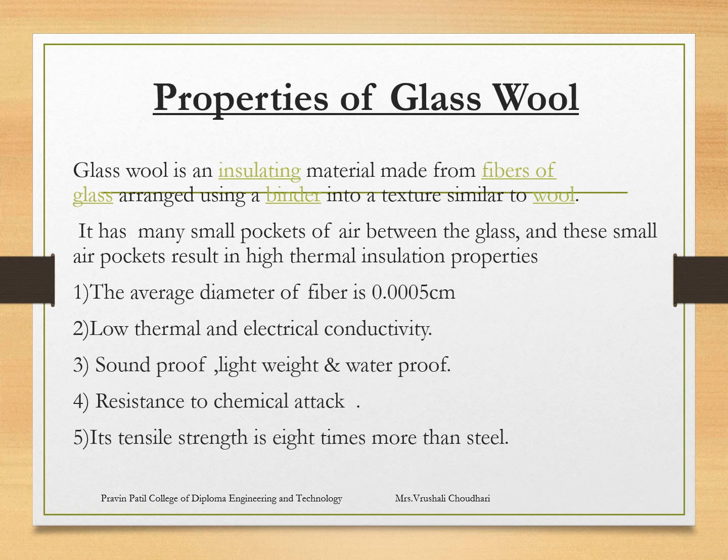Low thermal and electrical conductivity. As these fibers are made up of glass only, what happens? Glass is a bad conductor of heat and electricity, so these fibers also become bad conductors of heat and electricity. They are used for soundproofing, lightweight and waterproofing. Glass is water resistant, so automatically glass wool will also become water resistant. It is resistant to chemical attack. Chemicals do not affect the glass wool. The tensile strength is 8 times more than steel. It is stronger.